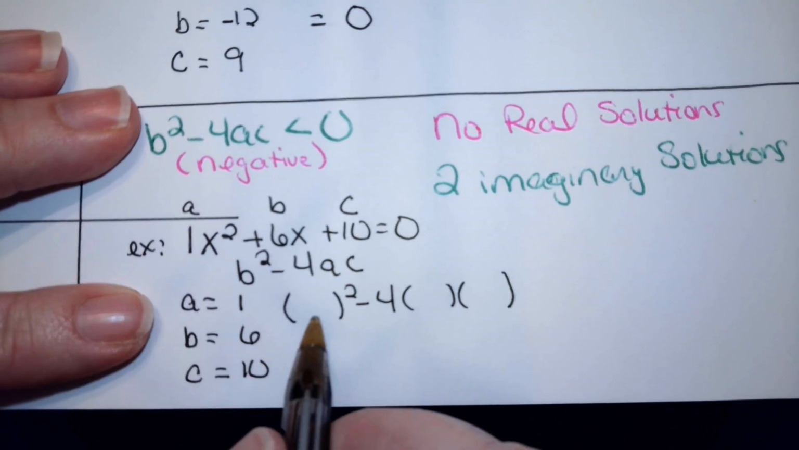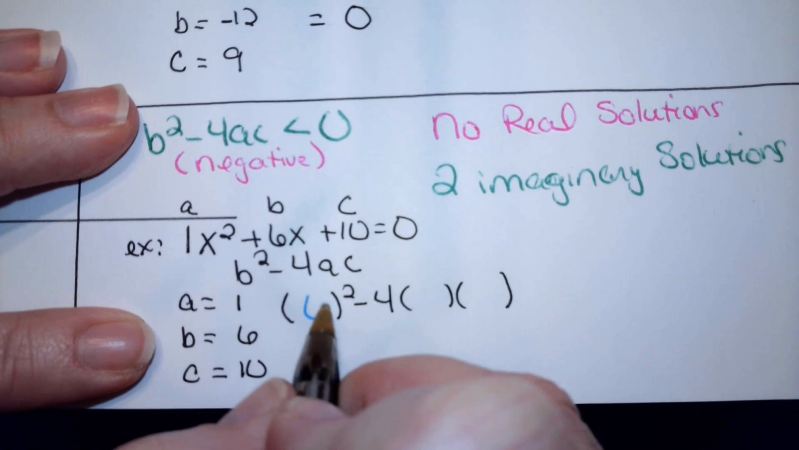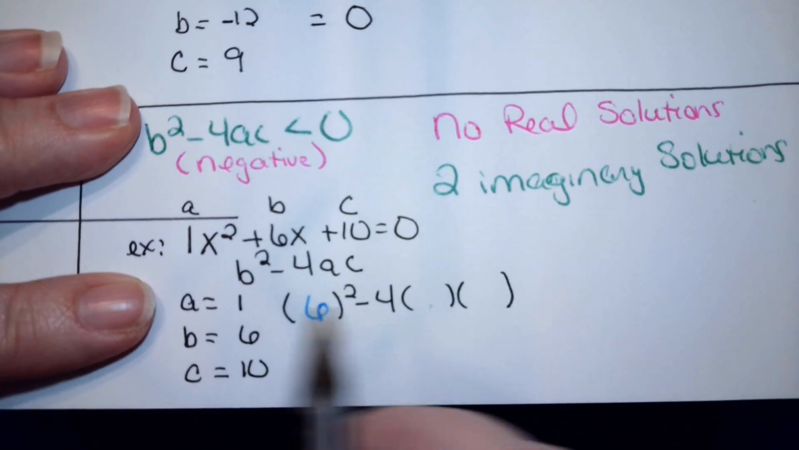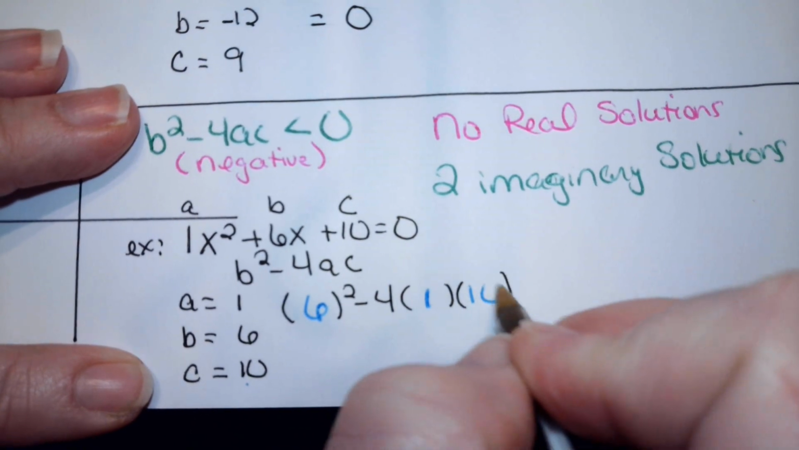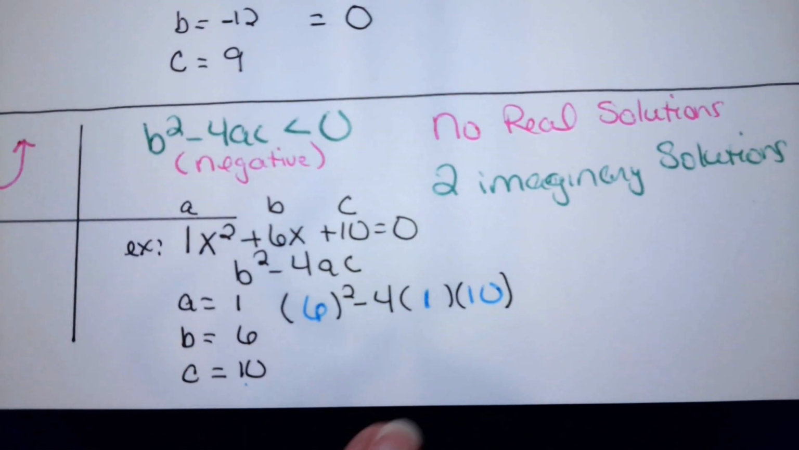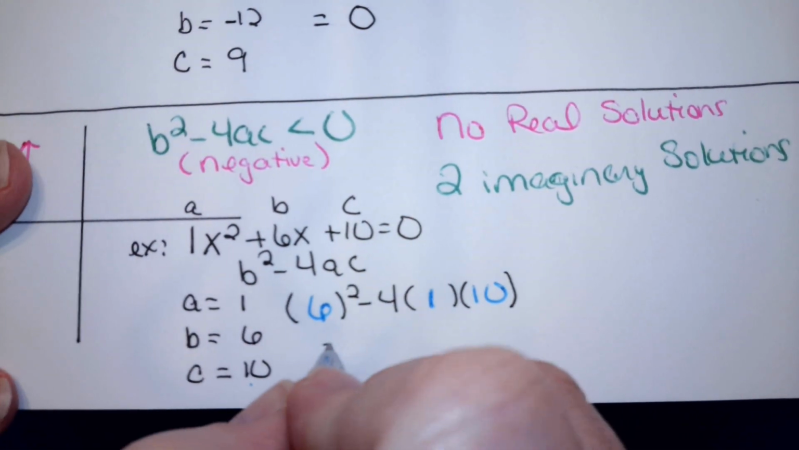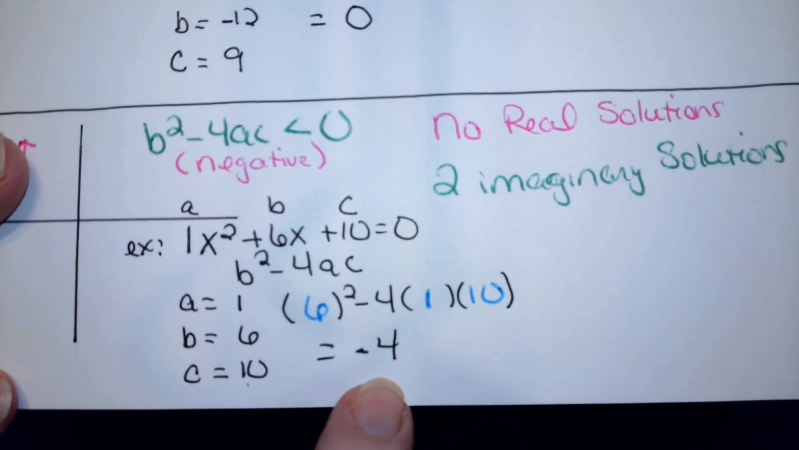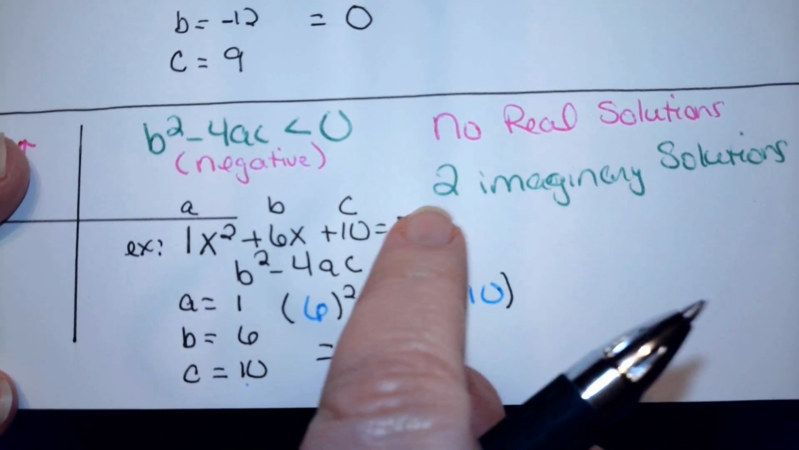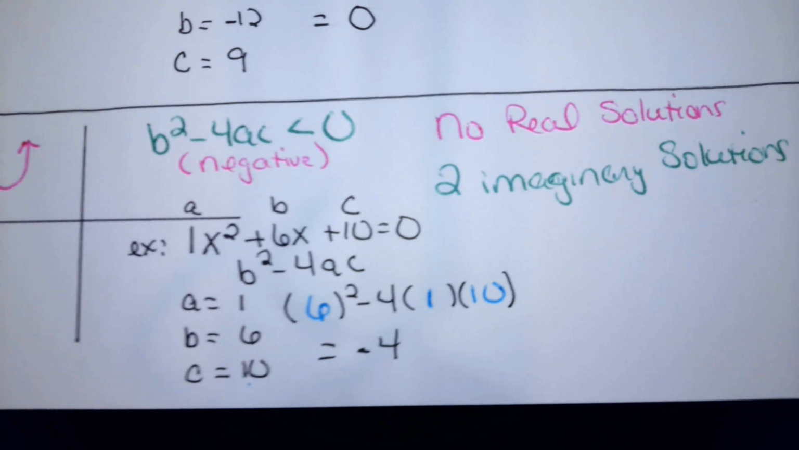Alright, so here b squared is going to be 6 squared, a is going to be 1, and c is going to be 10. So basically 36 minus 40, we get a negative 4. Since our discriminant is negative, that means we have no real solutions, but we're going to have 2 imaginary solutions.